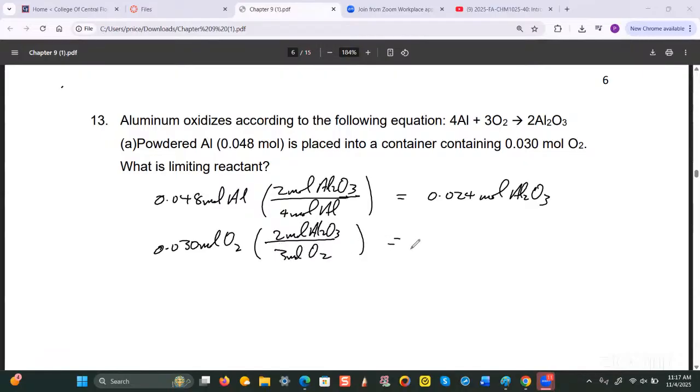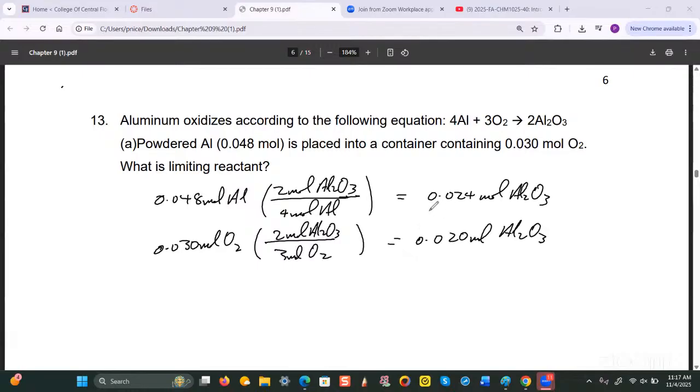So that is going to give you 0.020 moles of aluminum oxide. Then what? What's the next step? You figure out which one's the limiting reactant. How do you do that? See which amount of the moles is the smallest.